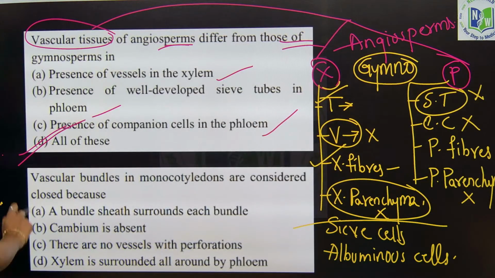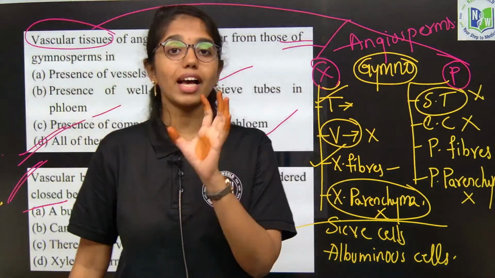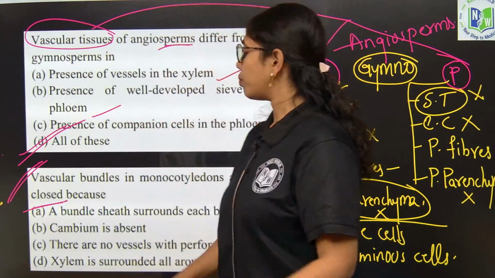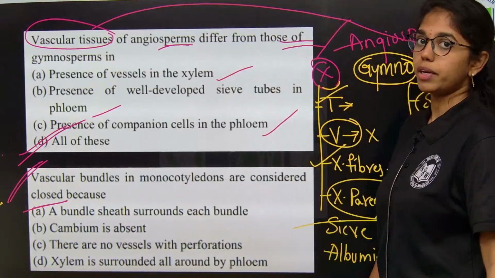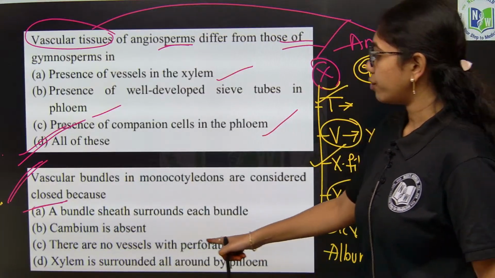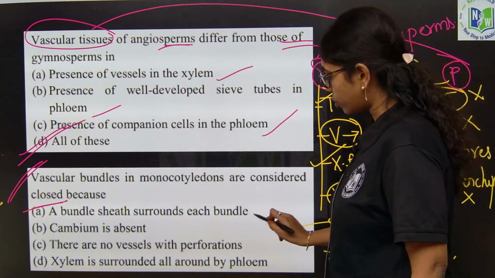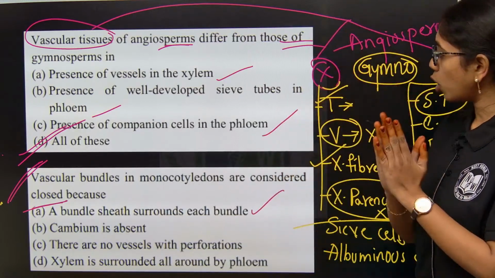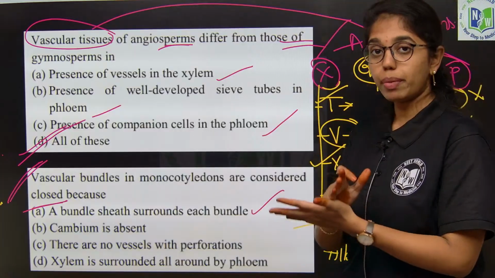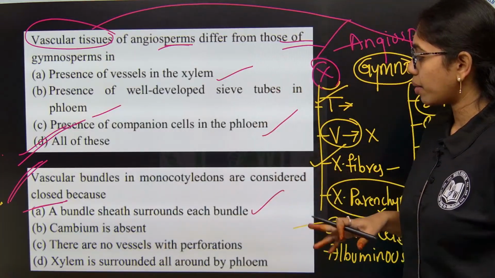Okay. Next question you see, vascular bundles in monocotyledons are considered closed because. So, now we have to explain the vascular bundles which are closed, which is the most apt statement for this. Look here carefully, a bundle sheath surrounds each bundle. Yes, true. In monocotyledonous leaf, bundle sheath is surrounding each vascular bundle.